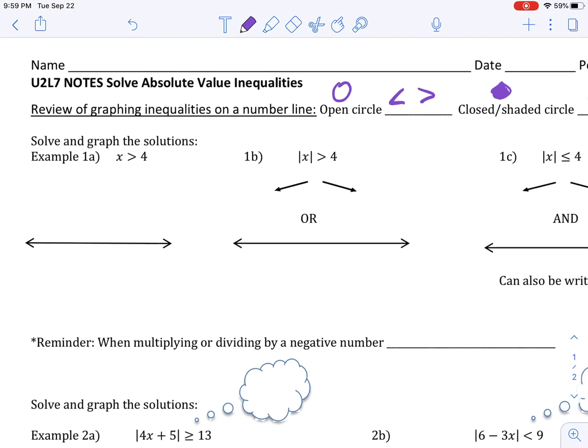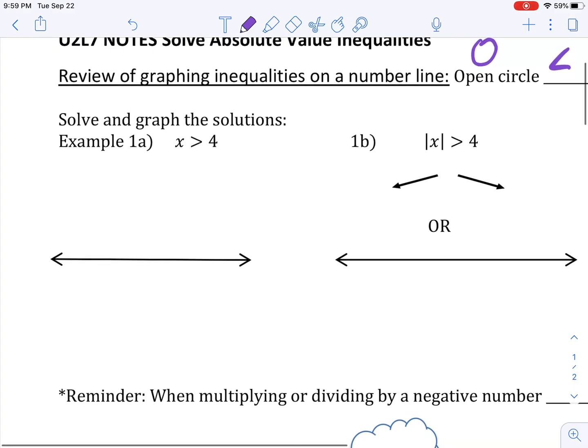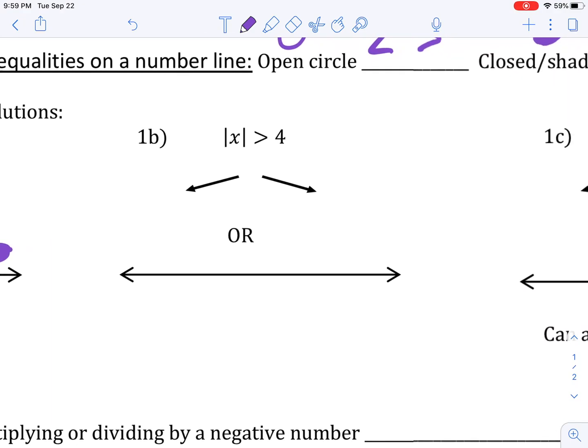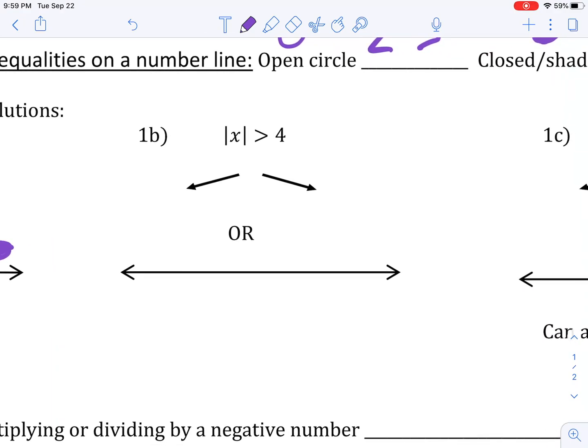All right, so let's do 1a here. Let's put this on a number line. X is greater than 4. The way that I do that, I almost always put a 0 on there. For some context, 4 would be to the right. It's not going to be shaded. It's going to be open. And greater than would be to the right. So you've got to account for whether or not it's shaded and then which direction it goes. Just a review.